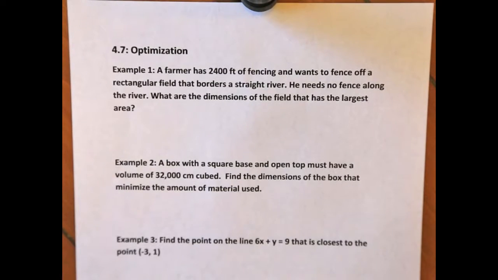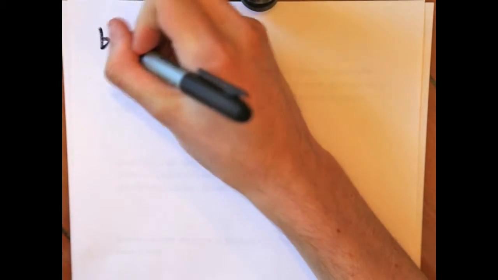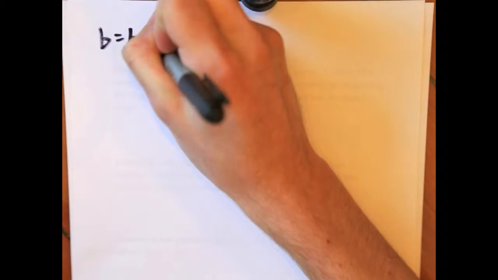Okay, now we'll do example number 2. A box with a square base and open top must have a volume of 32,000 centimeters cubed. Find the dimensions of the box that minimize the amount of material used. So first let's assume that B equals base length.